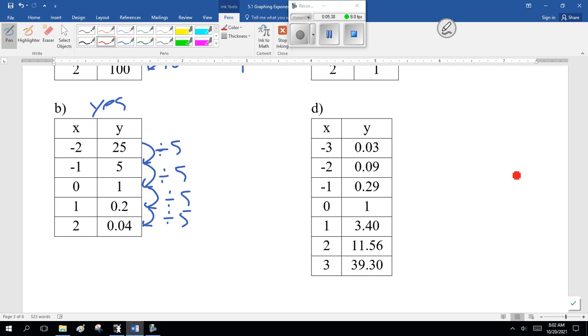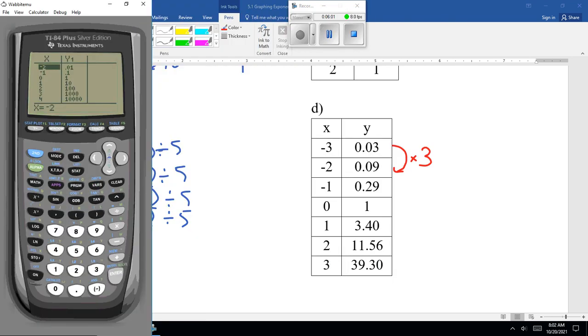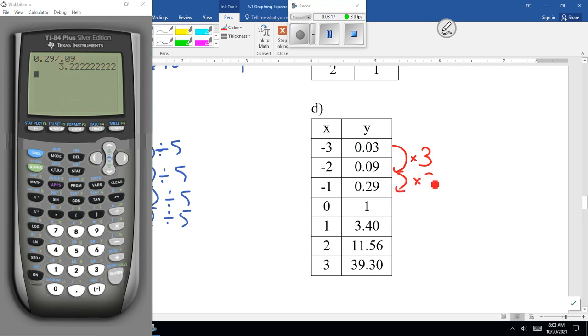0.03, 0.09, 0.29, 1, 3.4, 11.56. Now, this one's confusing. Grab your calculator. What do you multiply 0.03 by to make 0.09? Times 3. Now, what do you multiply 0.09 by to make 0.29? Let me show you. 0.29 divided by 0.09 is 3.22222. 0.29 to 1: 1 divided by 0.29 is 3.44.